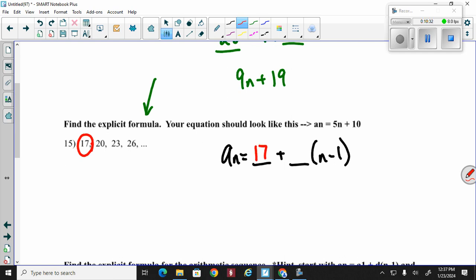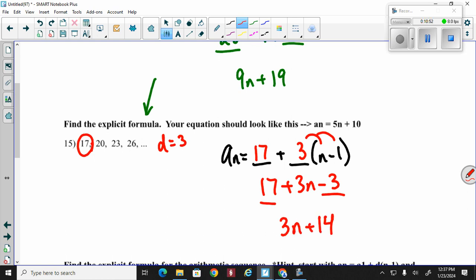It's 17. What are we adding every single time? Let's see, 17, 20, 23, 26. Well, I'm adding 3, so that's going to be my common difference. Distribute, distribute. 17 plus 3n minus 3. Again, combine the first, combine the last. 3n plus 14. Very simple.